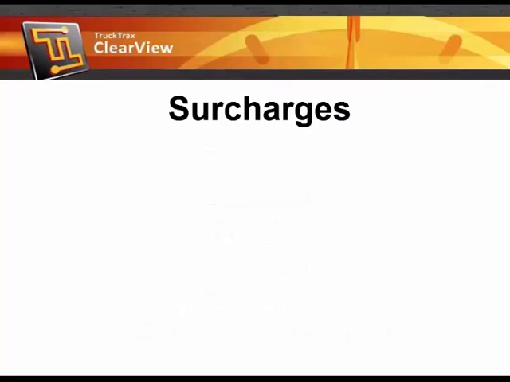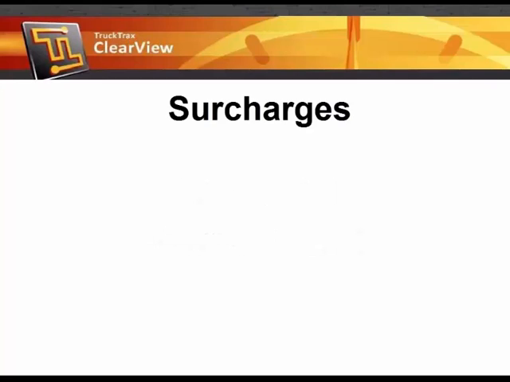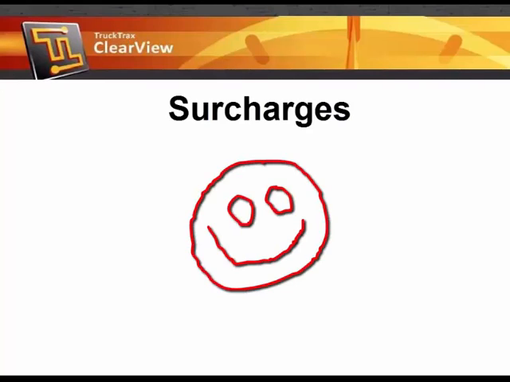Surcharges in ClearView can be auto or manually applied. Auto-applied surcharges are those that the system assesses and automatically applies to a ticket or invoice. Examples of auto-applied surcharges are sales tax, standby charges, short load fees, and fuel surcharges. Manually applied surcharges are those charges that the system can't automatically determine applicability, such as plant opening charges, plant washout fees, and cancellation charges.